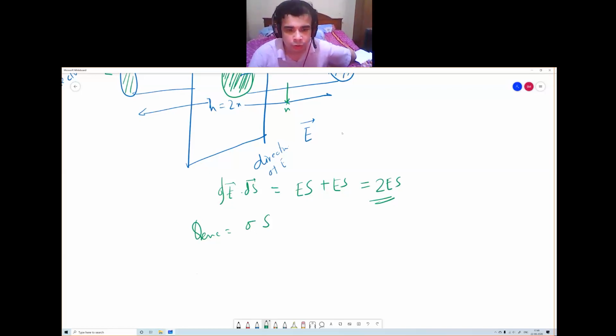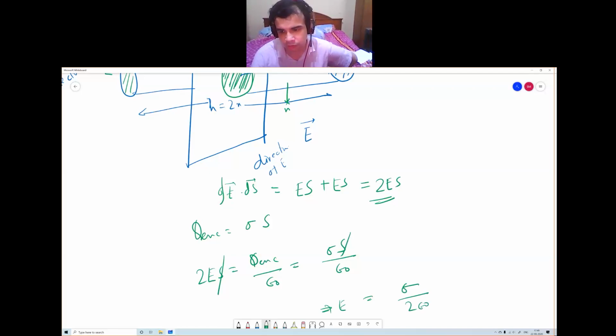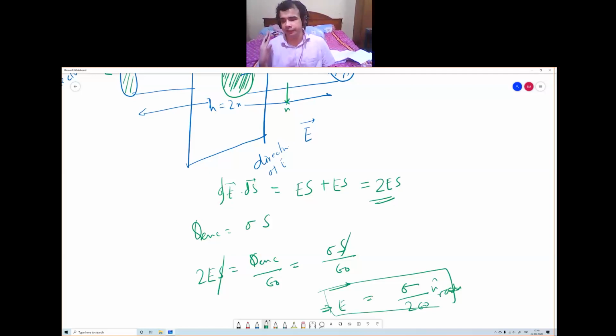So 2ES is equal to Q enclosed by epsilon naught, or sigma S by epsilon naught. S gets cancelled, so E would be sigma by 2 epsilon naught, directed perpendicular to the surface. See the very interesting result that this E is independent of x. If the sheet is really infinitely long, then no matter how far or near we are to the sheet, the electric field is the same.